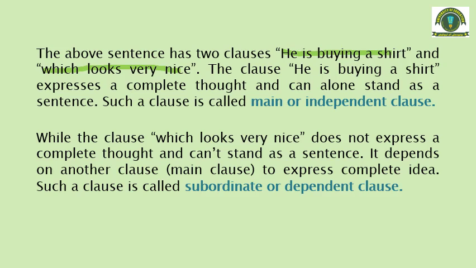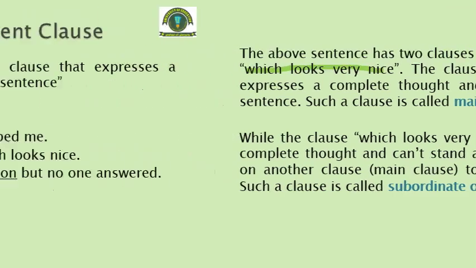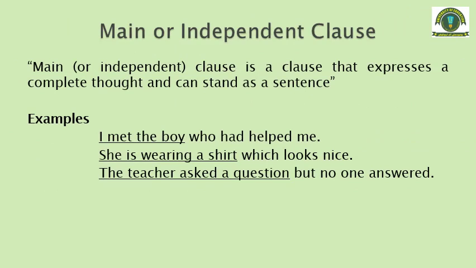While the clause "which looks very nice" in the previous example cannot express a complete thought and can't stand as a sentence. So it depends on another clause. When somebody depends on another, it is called dependent. The same is the case with the sentence: a clause which depends on another is called a dependent clause. So here we have some examples for the same topic, main or independent clause and dependent clause.